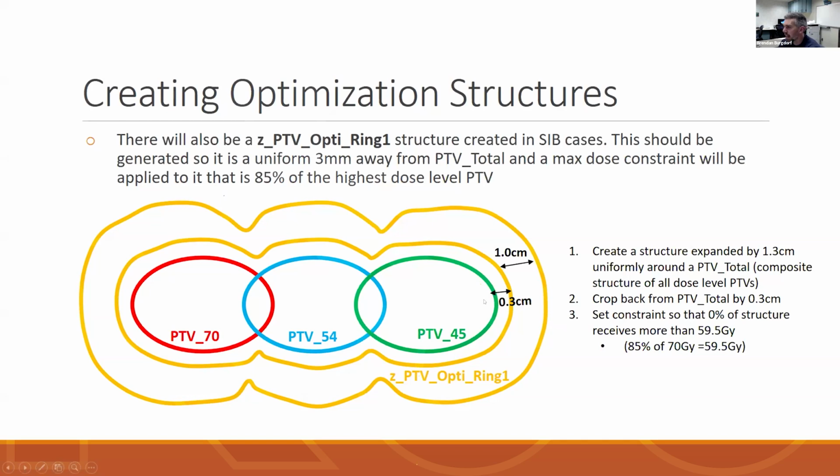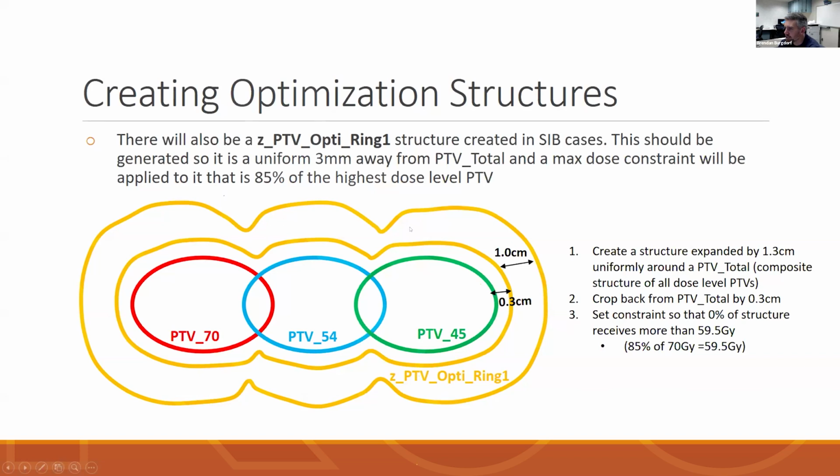And the reason is that the 85% of the highest dose level PTV in this example, 85% of 70 gray is 59.5 gray. So we can reasonably contain 59.5 gray around this entire structure because these PTVs are only going to 54 and 45 gray.